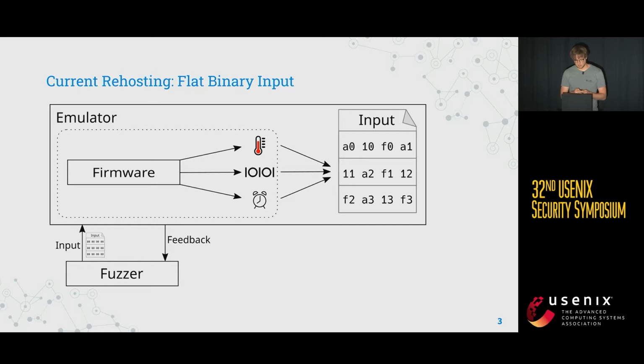As we can see in this picture, every firmware typically interfaces with different types of embedded devices, its peripherals. In this case, we can see a temperature sensor, a serial interface, and also a timer. The way that we deal with the input of these is that we take in the input from a fuzzer, in this case often AFL. AFL sees a binary input and mutates it, and in the emulation process we translate these binary inputs one by one into responses from the peripherals.